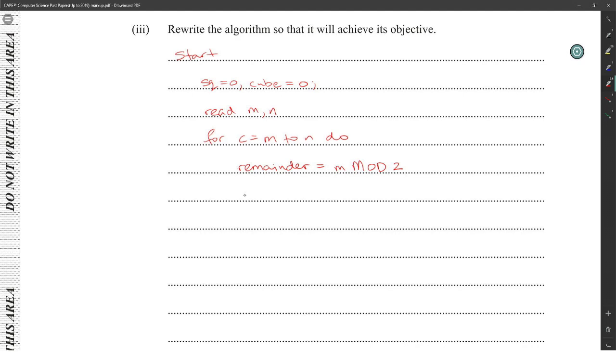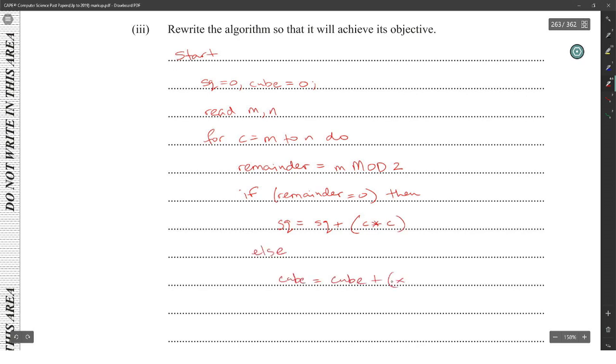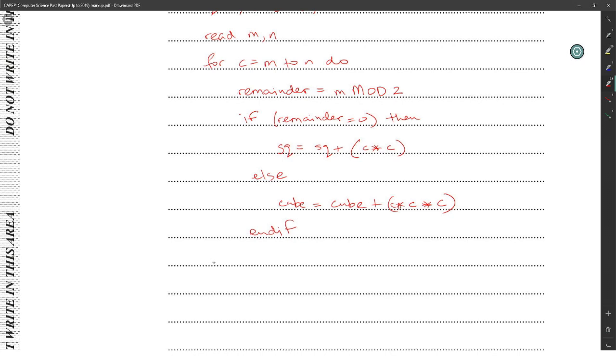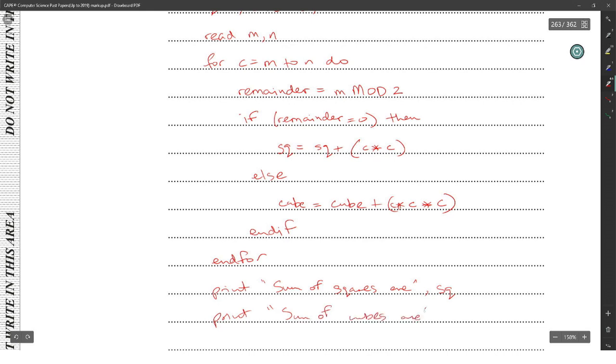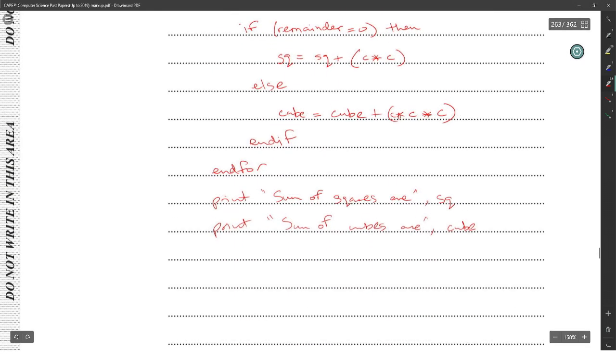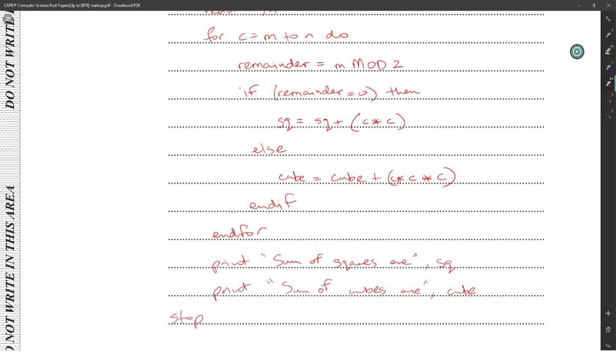And then we're going to say if remainder is equal to 0, then we will do square is equal to square plus C multiplied by C. Cube is equal to cube plus C multiplied by C multiplied by C. End if. After we end the if, we will end the actual for. Then we can print sum of square, and then print sum of cube. That's proper English, sum of cubes are or is. Close enough. And then stop. That should be good there.